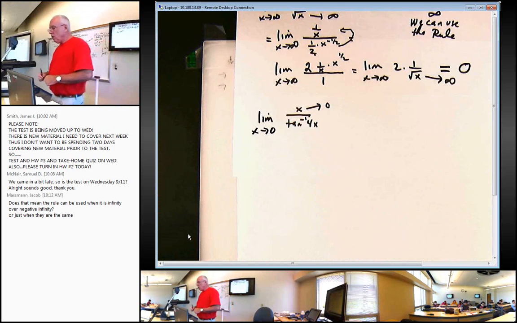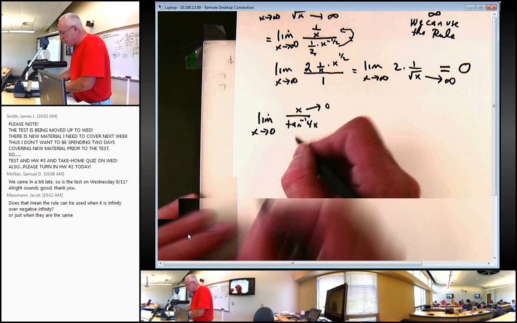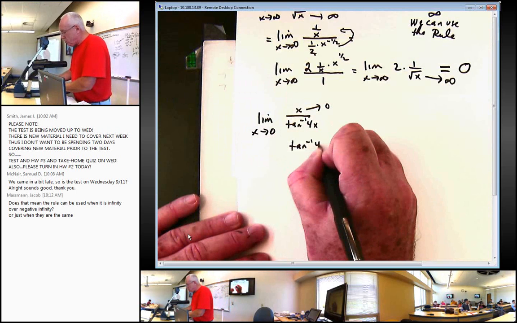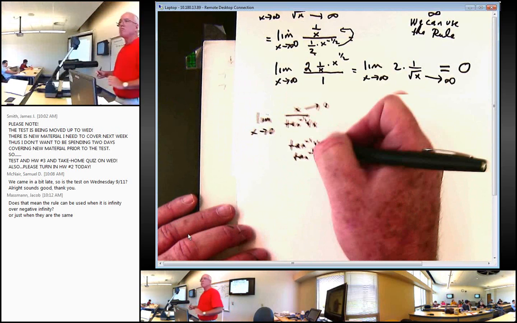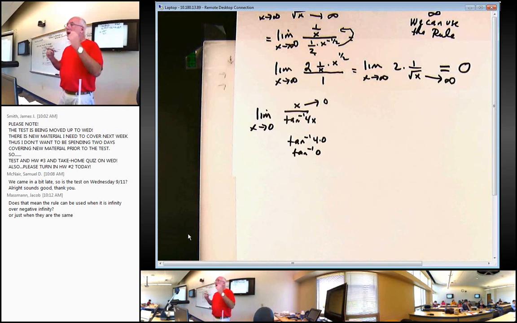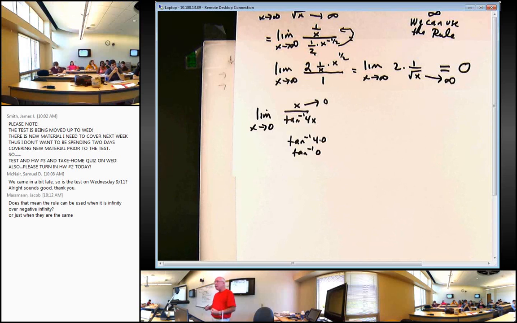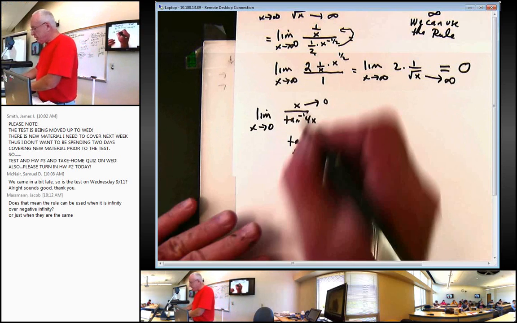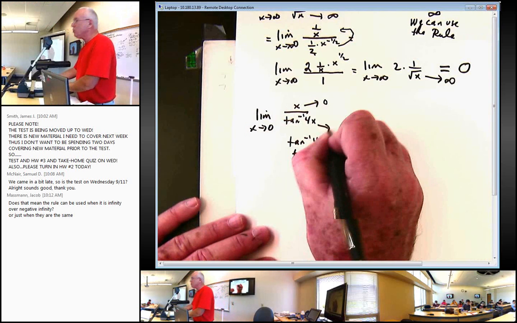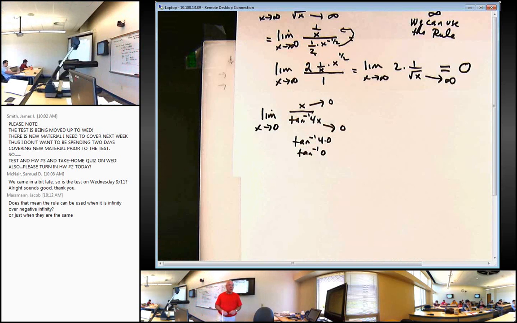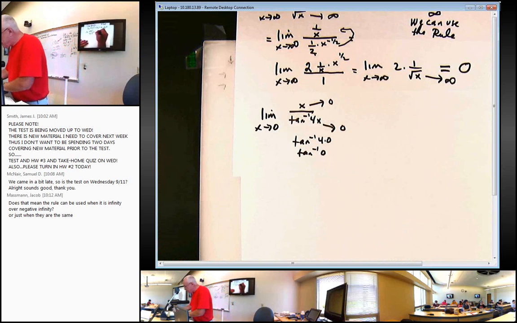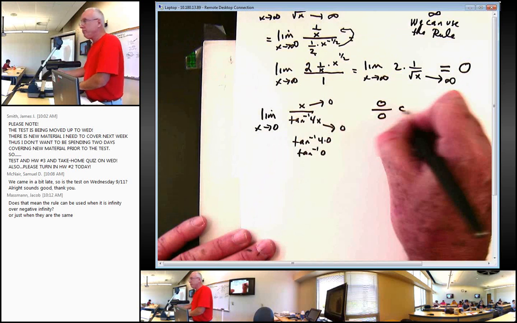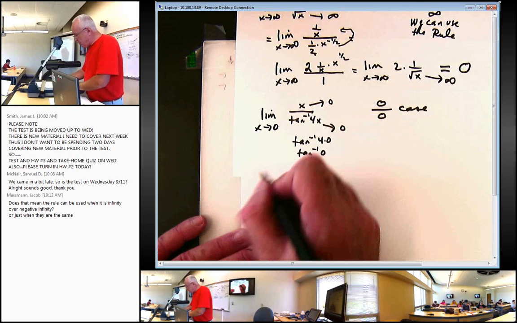All right? Now, what's the tan inverse of 4 times 0, or the tan inverse of 0? I.e., what angle has a tangent equal to 0? 0, exactly. The tangent of 0 is 0. So therefore, the tan inverse of 4x also goes to 0. All right. So therefore, we have a 0 over 0 case. That means we can apply the rule.